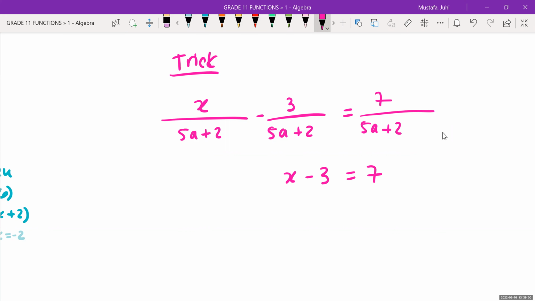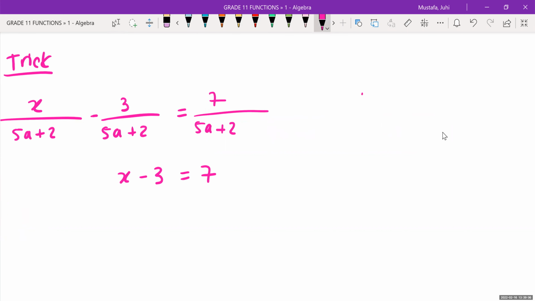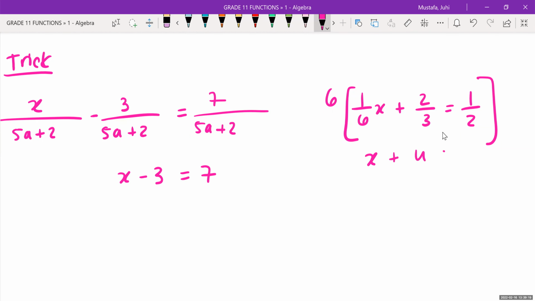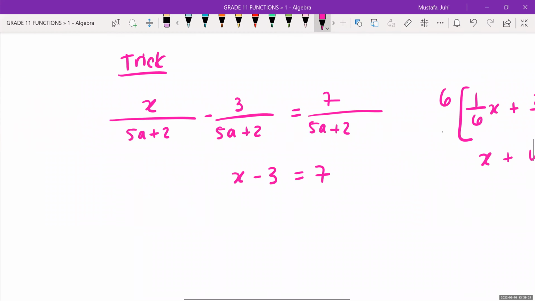Well, when you have an equation, remember how we can multiply by the magic number to get rid of our fractions? Like, remember when we had something like 1 over 6x plus 2 over 3 is equal to 1 over 2, I could multiply everything by 6 and get rid of the fractions, right? This would become an x, this would become a 4, this would become a 3. In the same way, when you have something like this, you can multiply everything by 5a plus 2, and it disappears everywhere, and all you're left with is just the numerator.